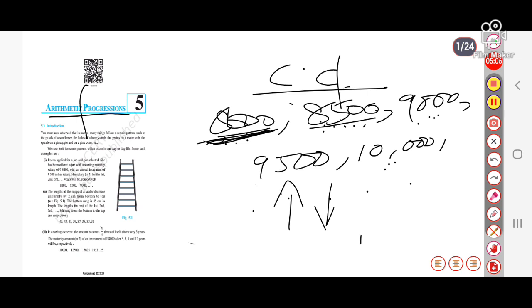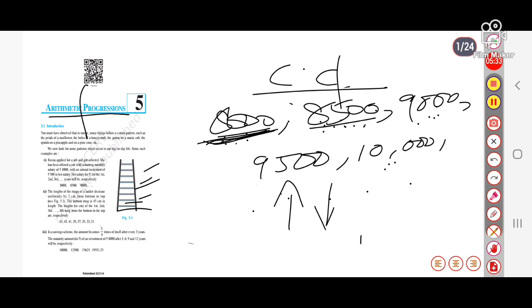So the length of the first, second, third up to 8th is given. So 45 changes to 43, 41, 39. That is, the last rung, the step, is 45. The rung represents nothing but the steps that are present in the ladder. So that is 45. The next one is 43, then 41, 39, 37, 35.